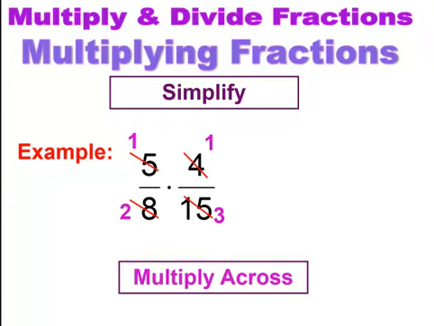So you multiply the numerator to numerator, and in this case I have 1 times 1, and I'm going to get 1, and then denominator to denominator, so I end up getting 2 times 3, which is 6. So multiplying fractions, you want to simplify first, and then you're going to multiply across.